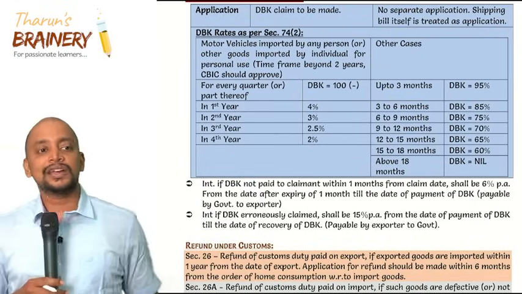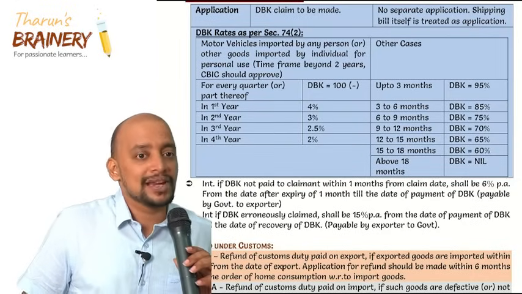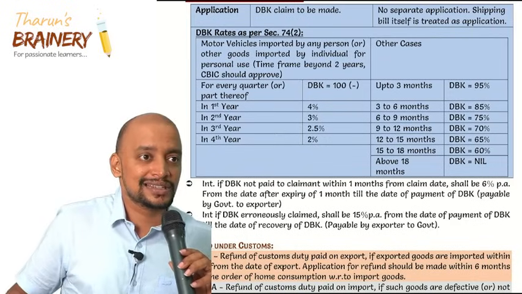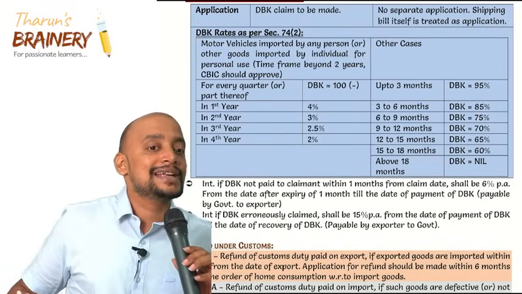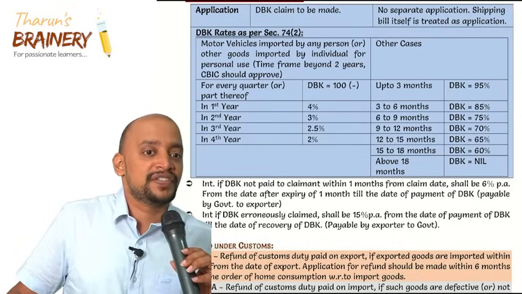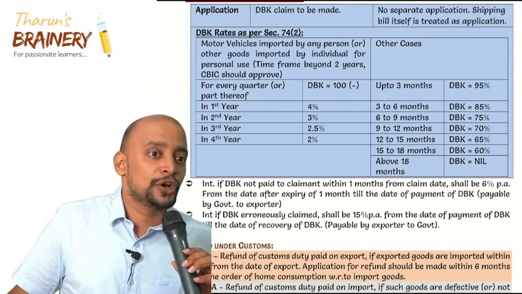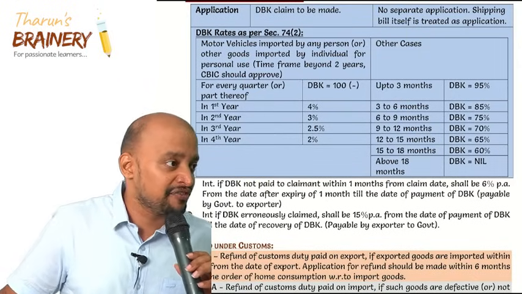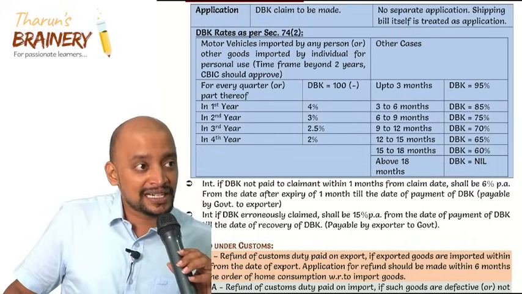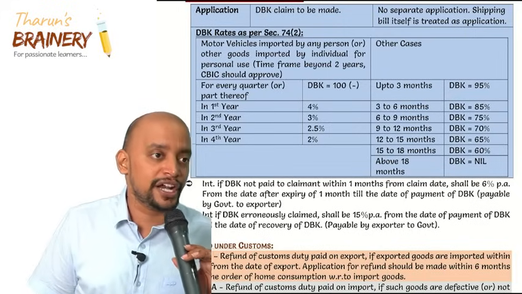In other cases, what is the duty drawback? So we need to increase the period by 3 months. So 0 to 3, 3 to 6, 6 to 9, like that, 3 months you need to increase. And it starts at 95% and it will come down by 10% for the first 3 periods, and thereafter it will come down by 5%. So therefore 95, 85, 75, and thereafter it will be 70, 65 and 60. So after 18 months you will not get any duty drawback.